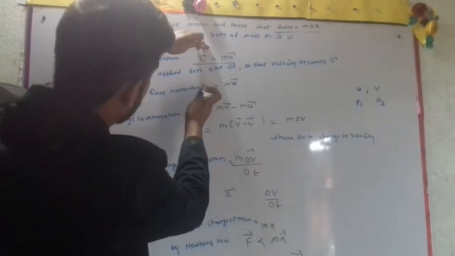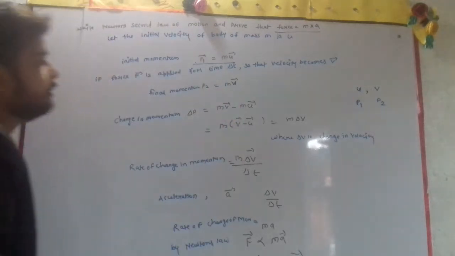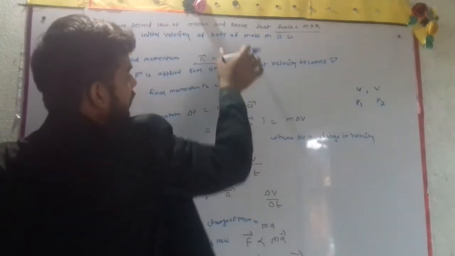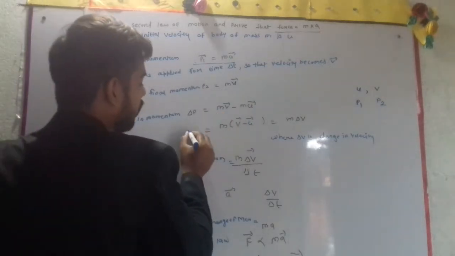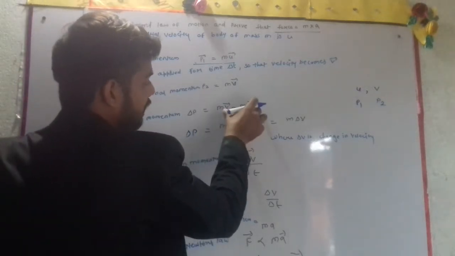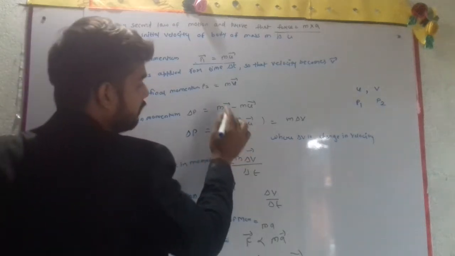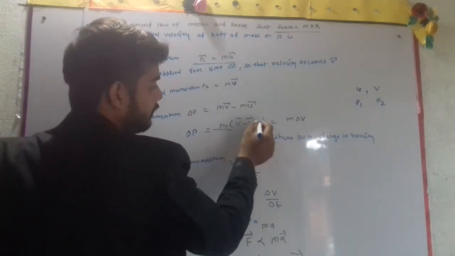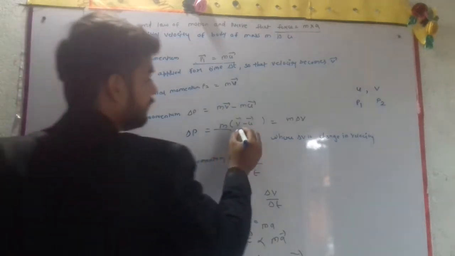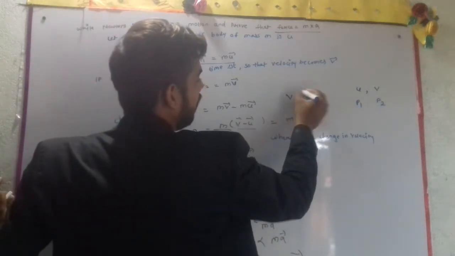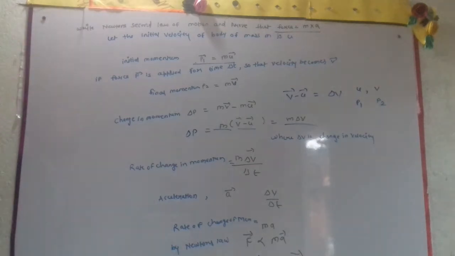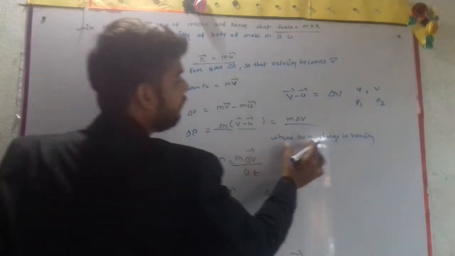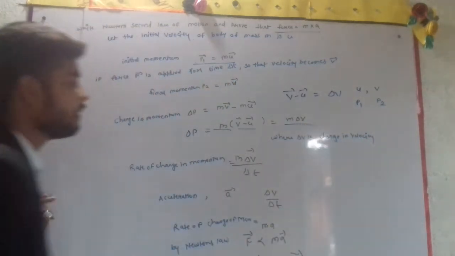Now we have to determine the change in momentum. Change in momentum del p equals mv minus mu. We take m common, so what will remain is v minus u. This v minus u is our change in velocity, so we can write it as del v, where del v is the change in velocity.